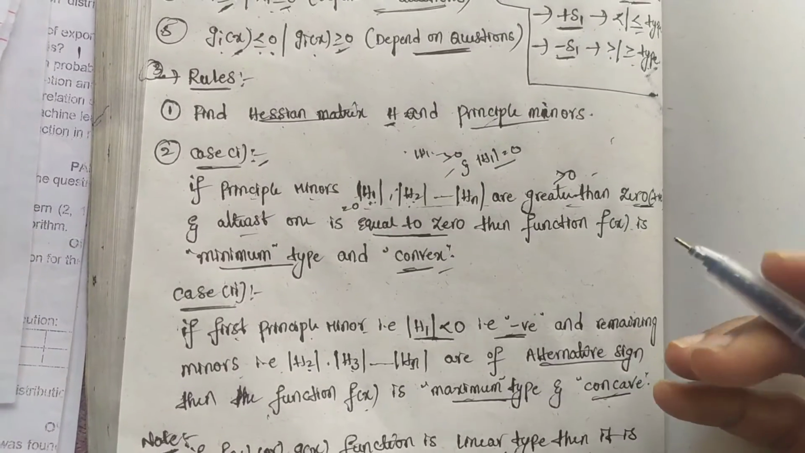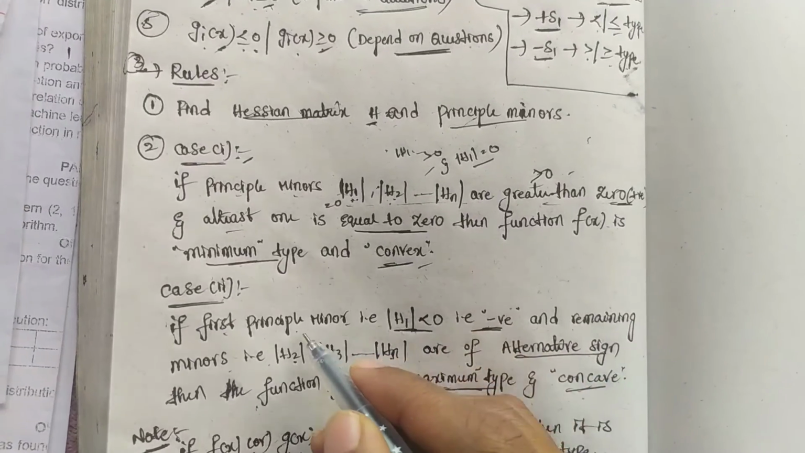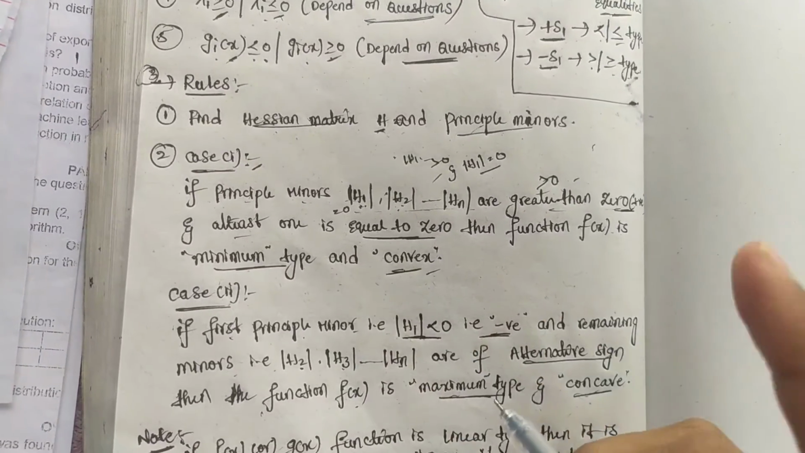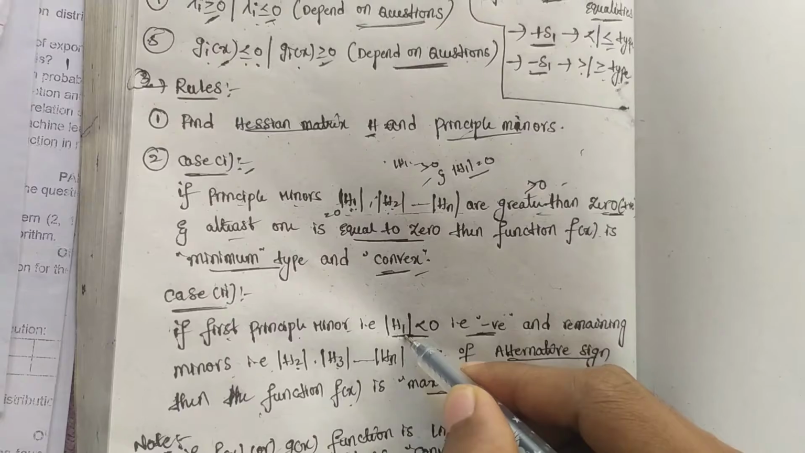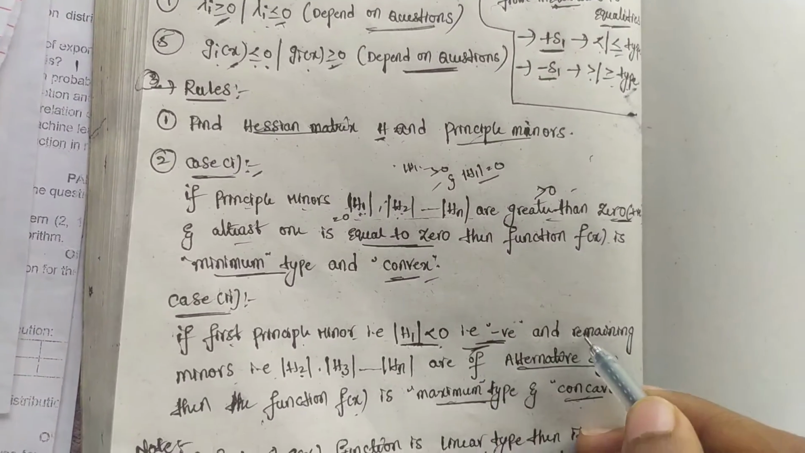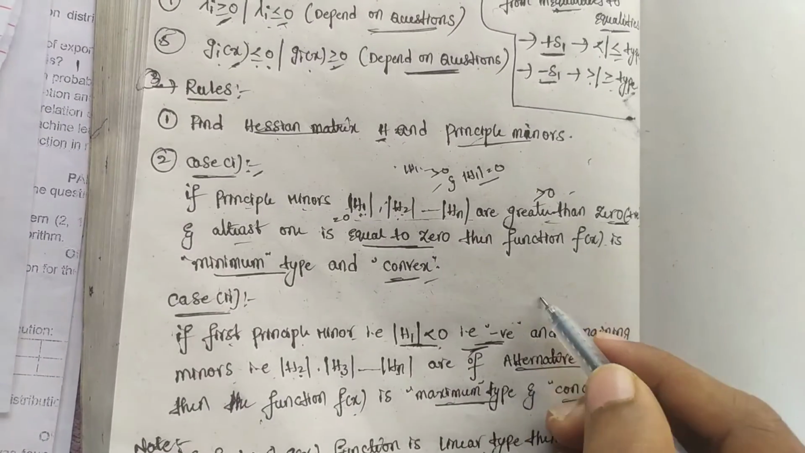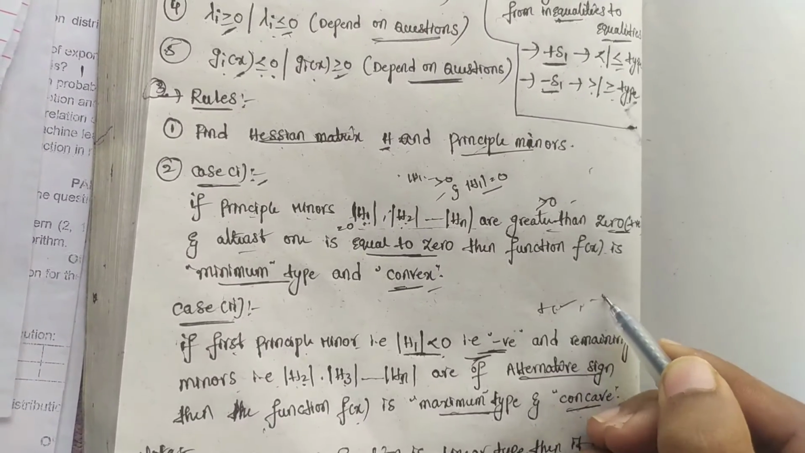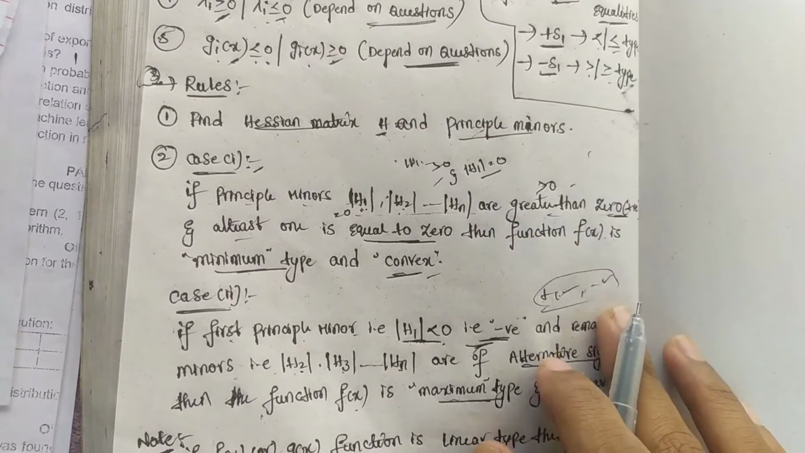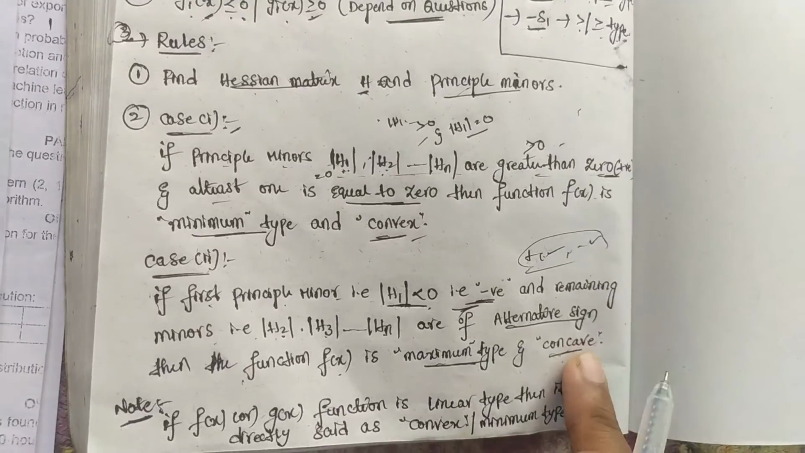Once again, the first principal minor, mod h1, is less than 0, that is negative, and the remaining minors are to be alternating, that is plus or minus or plus. This has to be alternating in sign, and then the function is called maximum type and concave.